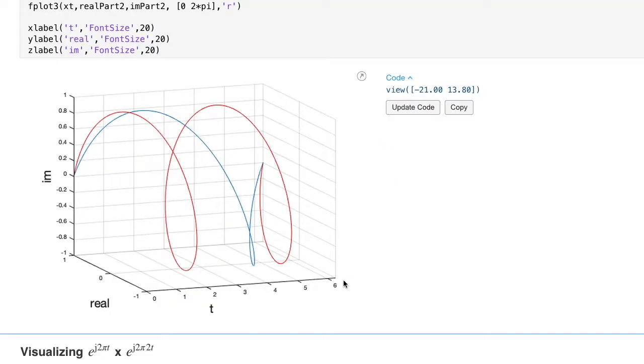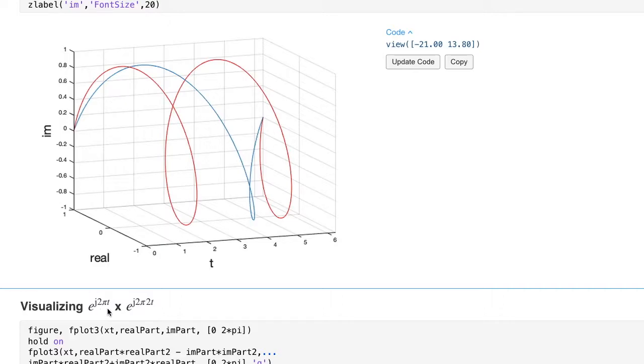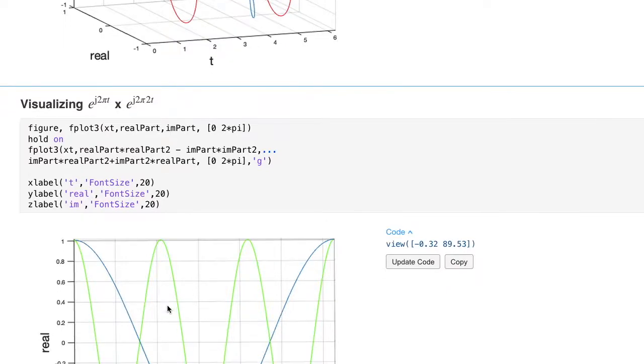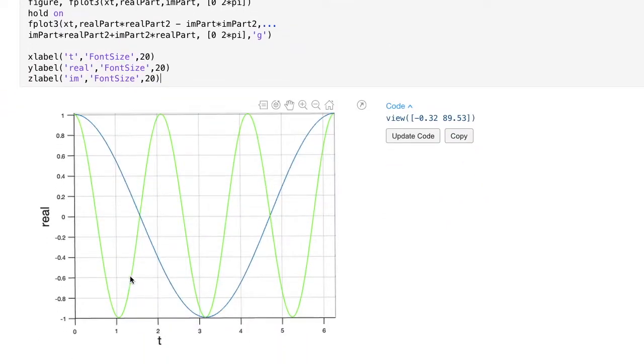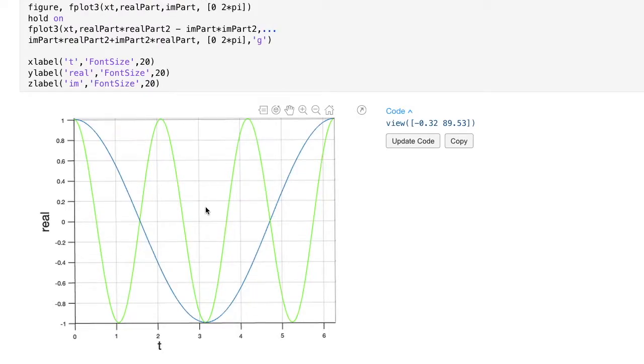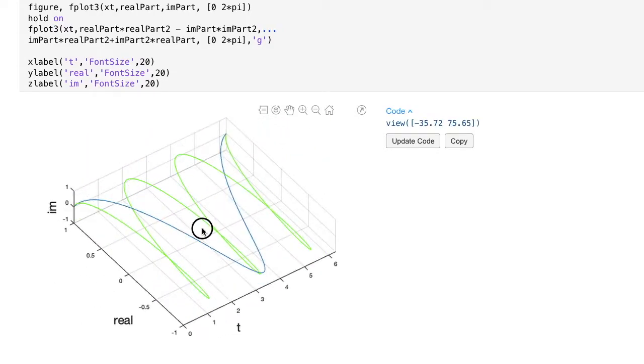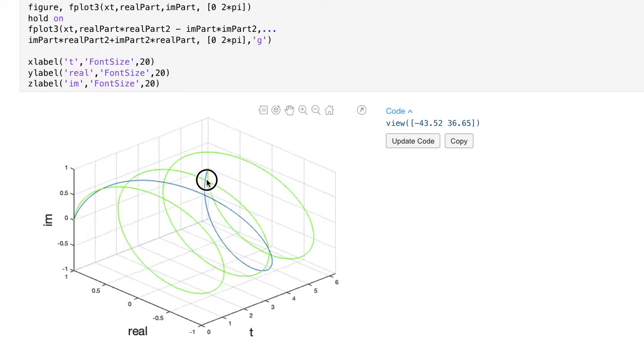Now let me show a bit more interesting one. How would it look if you multiply e to the j 2 pi t and e to the j 2 pi 2t? Mathematically you can easily obtain that the result will be e to the j 2 pi 3t. Therefore, we expect it to repeat itself 3 times. This is exactly what we see here. The green line shows the result of e to the j 2 pi t times e to the j 2 pi 2t. If you rotate it along another axis, as you can see, this is also a spring.